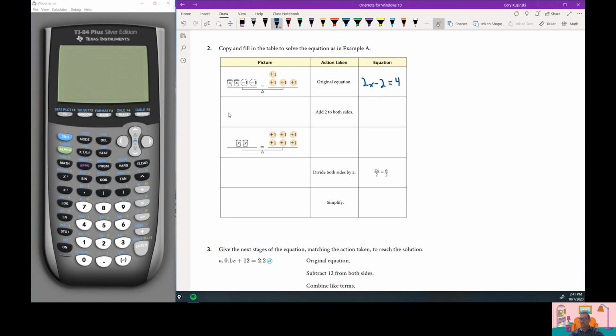So I got my scale. Kind of looks like that. I got my 2 cups. I got my 2 -1s. I'm going to do those in rectangles there. And I've got my +1s over here. I'll just do like this.